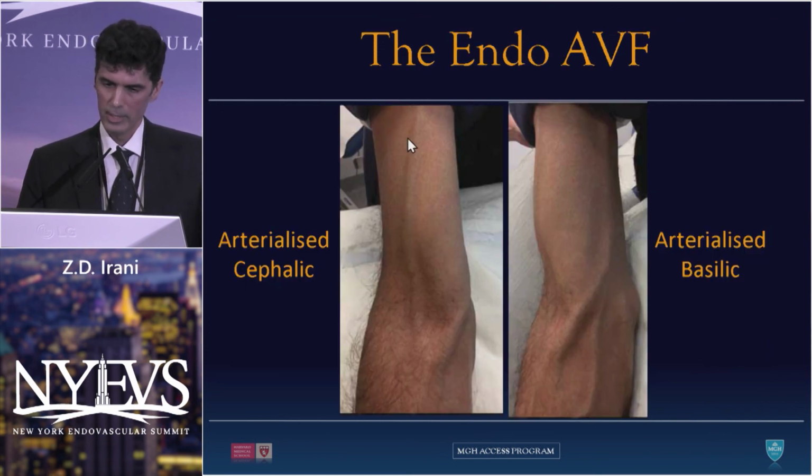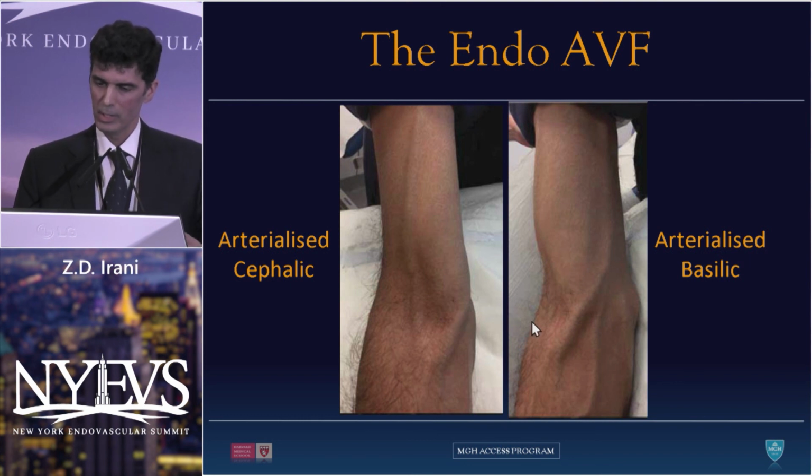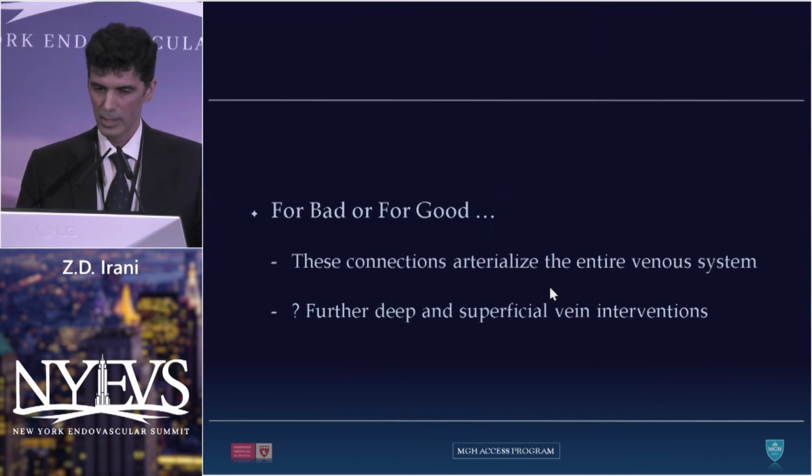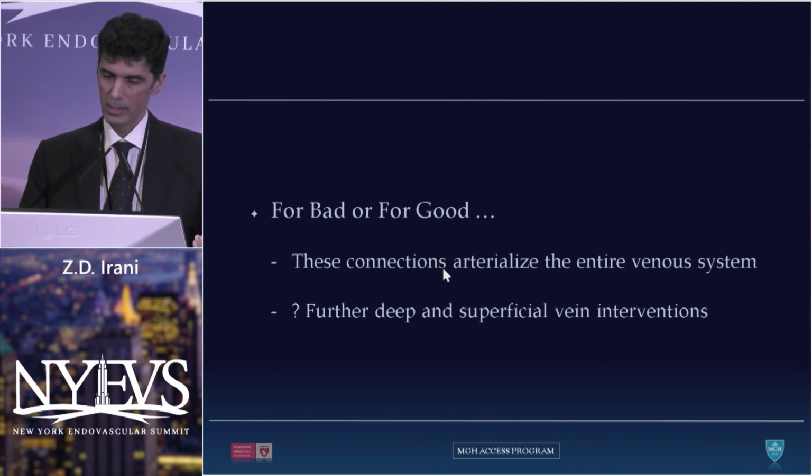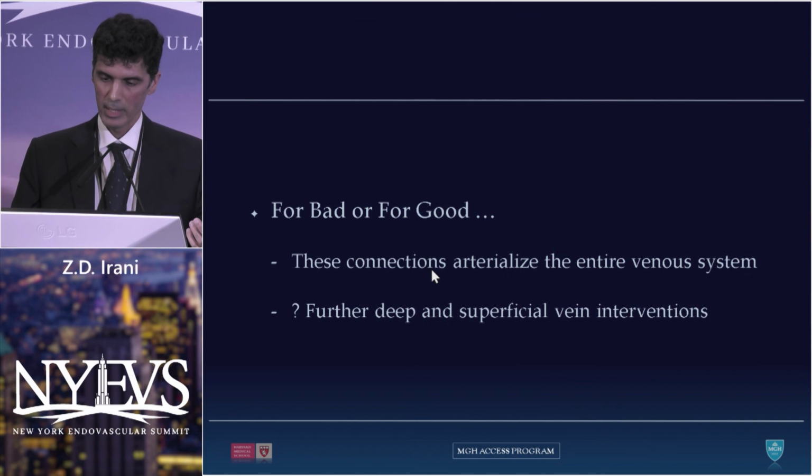You get a nice cephalic vein and a basilic vein, and this happened to be the same patient. So you end up with multiple veins that potentially can mature and become fistulized, which is a plus and a minus, because for good or for bad, these connections arterialize the entire venous system. And the implications of that are to be determined down the line.